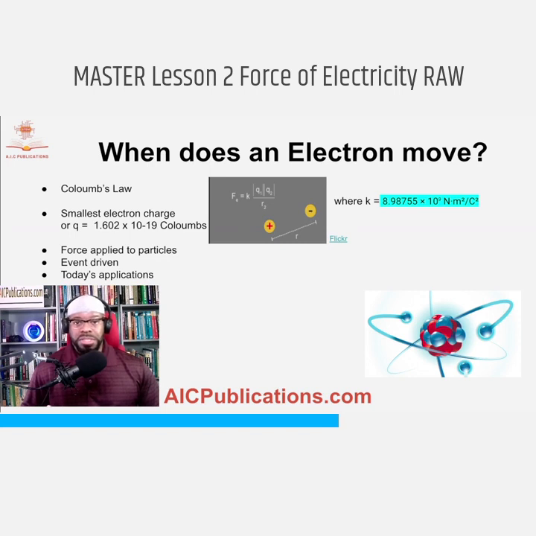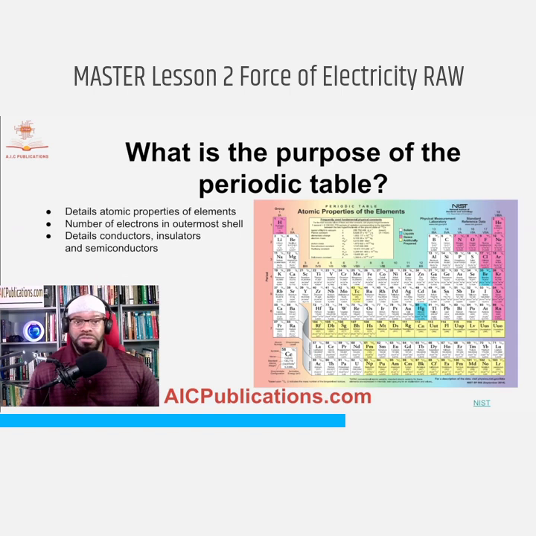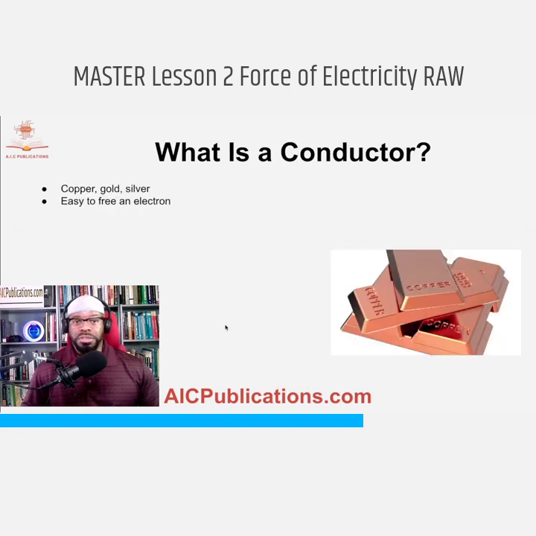There are some elements that have electrons that are easier to move than others. These are actually listed on the periodic table that you see in front of you. Now, the group number on these periodic tables indicates how many electrons are in the outer shell, the outside shell of the atom. Those with the fewer outer shell electrons are easy to free up an electron. Those that are easy to free an electron are called conductors. So those in group 1 that you saw in the periodic table, those are good conductors.